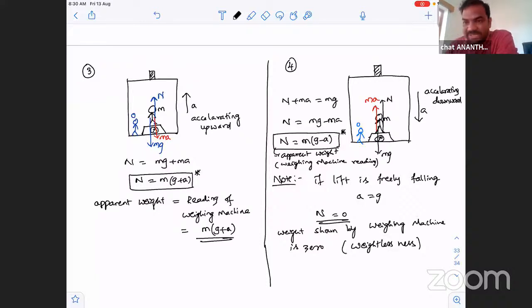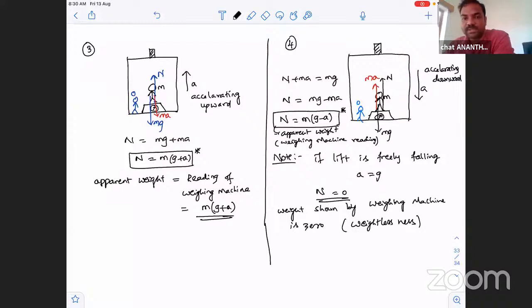Now all of you try decelerating upward and decelerating downward. We have taken accelerating upward and accelerating downward. Similarly, the fifth case is decelerating downward and the sixth case is decelerating upward. You try with deceleration. If the lift is decelerating in the upward direction, what is the apparent weight? If the lift is decelerating in the downward direction, what is the apparent weight?